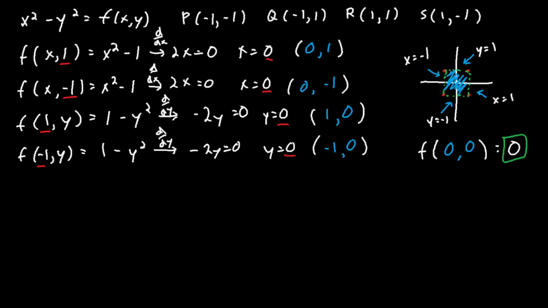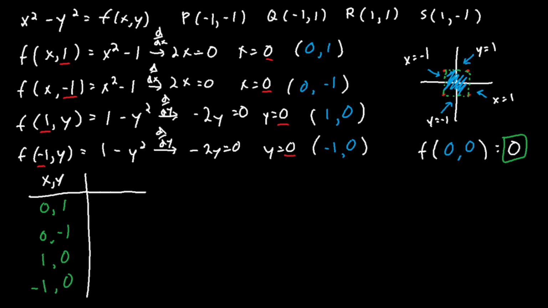Okay, let's test all of these. Let's make our table here. X, y. We got 0, 1 here. Let's use a different color. We got 0, 1, 0, negative 1, 1, 0, and negative 1, 0 for x, y values.